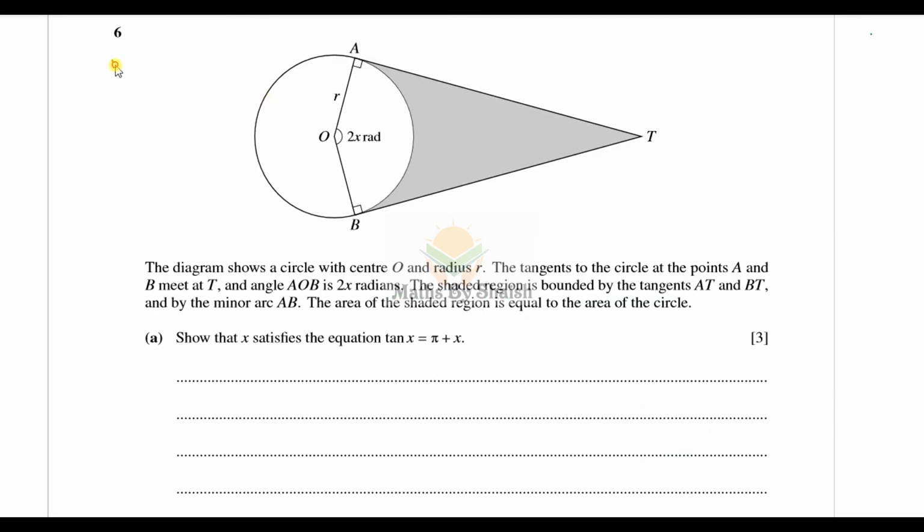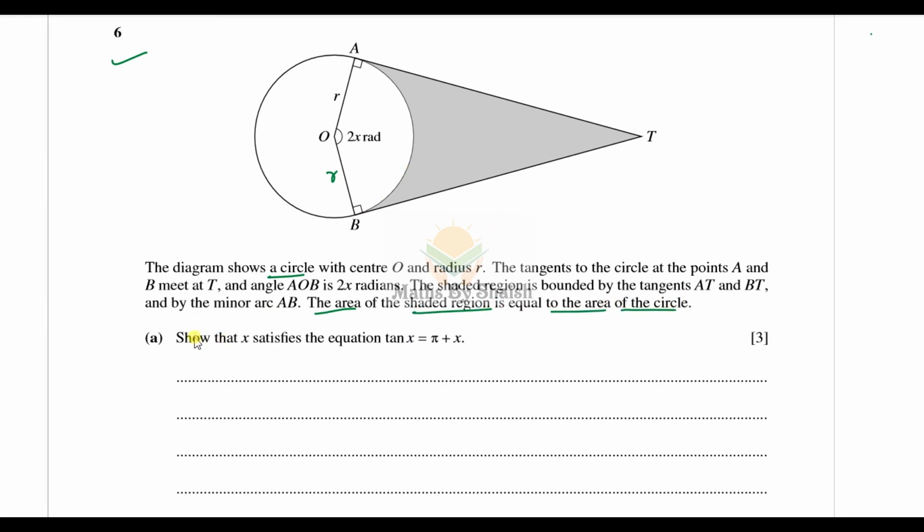Here is question number 6. The diagram shows a circle with center O and radius r, so it is also r. The tangents to the circle at the points A and B meet at T, and angle AOB is 2x radians. The shaded region is bounded by the tangents AT, BT, and the minor arc AB. So the given thing is the area of the shaded region is equal to the area of the circle.